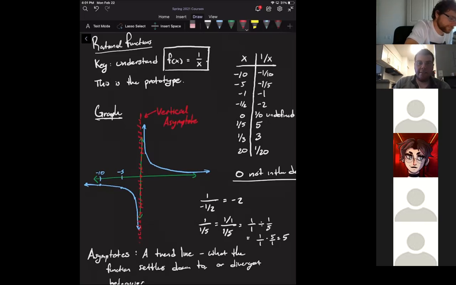So a vertical asymptote is just a line that our function starts to approach. Our function gets very close to this vertical line, so that's why it's called a vertical asymptote. And then we have a similar line down here.